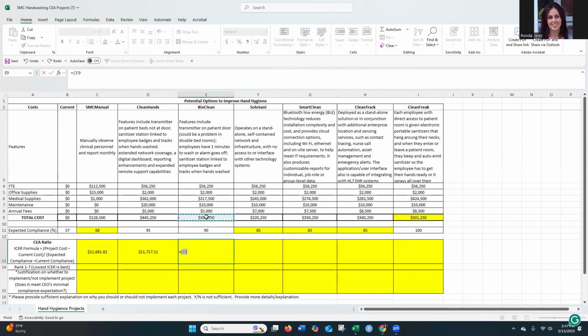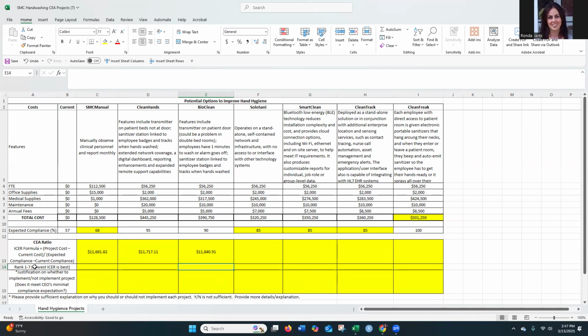parentheses project cost minus current cost, 0, divided by, make sure you use your parentheses, because order of operations will put a division first if we don't have it in parentheses. So make sure the numerator is in parentheses and the denominator is in parentheses, or you'll get the wrong answer. Parentheses, expected compliance minus current compliance. And so we have 3 here that we've done. You'll want to go ahead and do all 7.